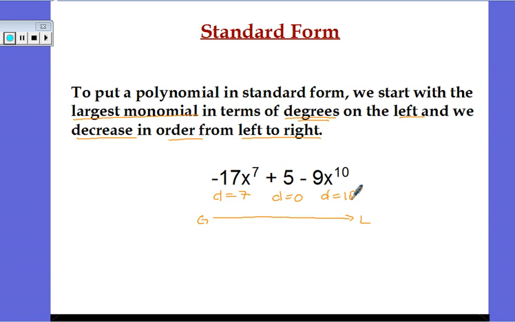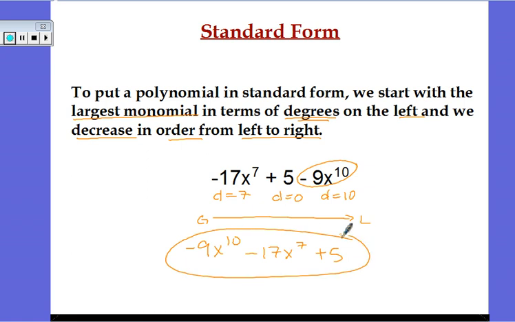My greatest degree is 10, so I'm going to take that term, the sign and the number. That's negative 9x to the 10th. Then my next term is negative 17x to the 7th because it's the next smallest degree. And then my last term is plus 5 because its degree is 0. So this would be the standard form of the original polynomial. Don't forget to take the sign in front of every term. Like here we had a minus 9x, we take that as a negative 9x.